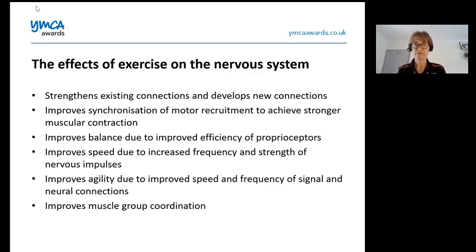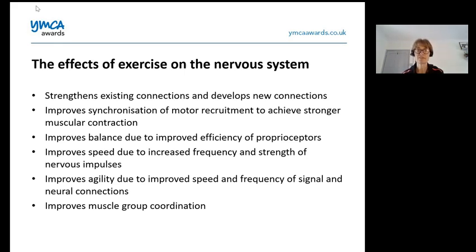So, the effects of exercise on the nervous system, you may have seen this already in our nervous system PowerPoint talk. Exercise itself will help to reinforce existing pathways and connections in the nervous system, and you can also develop new connections as well. The nervous system is what we term plastic, if you like. It's adaptable, and the more you practice or use certain connections or learn new skills, you will strengthen existing ones and develop new connections. That's how we learn. That's skill acquisition.